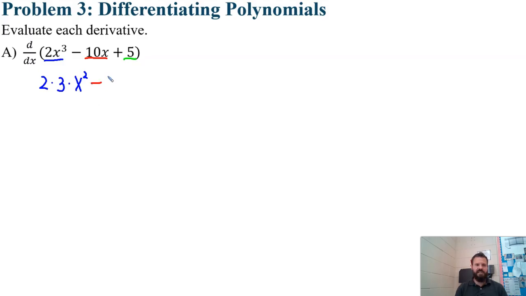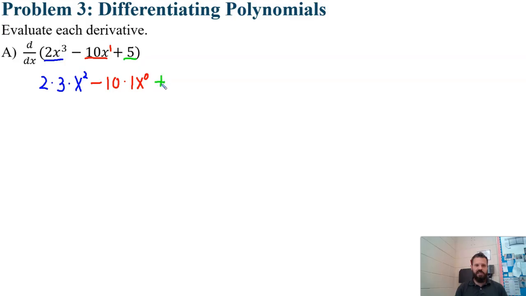Okay, and then minus, we can think of this minus 10x as 10 to the 1. So we have that 10 as a constant, and then we'll say times 1x to the 0. Obviously, I don't need this times 1, and x to the 0 is just the 1. We'll clean that up in a second.